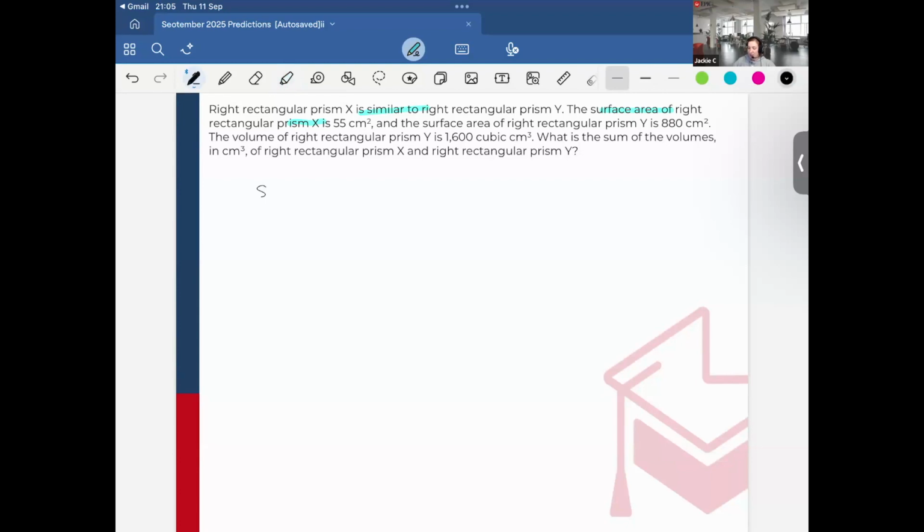And just to see, to solve algebraically, I would basically do pretty much the same thing and set a ratio for the surface area of rectangular prism Y over the surface area of rectangular prism X, and that's equal to 880 divided by 55. When I divide that, it gives me 16, and I want to take the square root because it is the area. And this tells me that 4 is the scale factor.